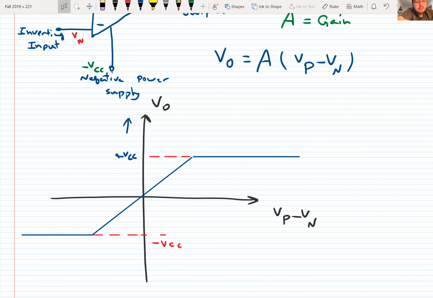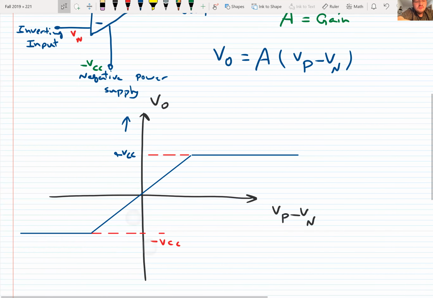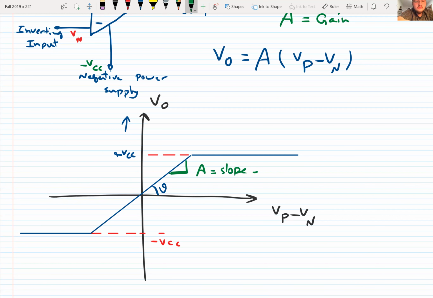Okay, now I have a question for you. Who can tell me what is the slope of this curve? The slope, we know, is delta y over delta x. I got one answer, which is correct. The slope is, sorry, not Vo, it's A. It's the gain. So gain is equal to slope. A is equal to the slope, which is equal to the gain.